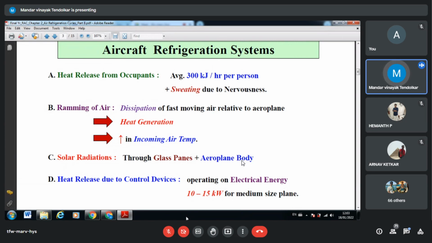Then the second effect is the ramming of the air, which I can summarize in a simple way as the dissipation of the fast moving air relative to the airplane. So now you recollect your fluid mechanics course, I think SEM 4, where you might have dealt with the one-dimensional compressible flow. Am I right? Or it is in SEM 5? SEM 4, yes.